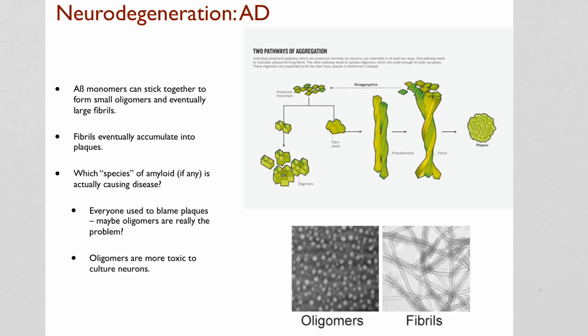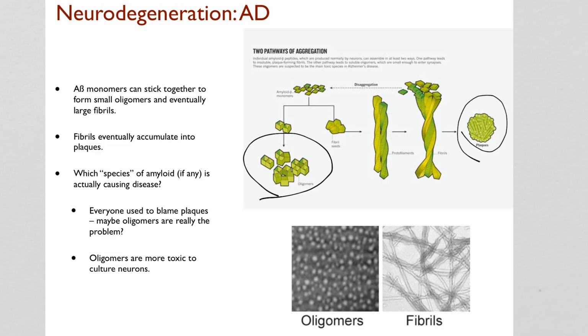One is, where along here is it actually dangerous or toxic? And the answer seems to clearly be this oligomer stage, when you have very, very tiny clusters of 2, 3, 4, up through 15 or 20 peptides together. They seem to be very harmful to cells. They're pretty toxic to neurons in culture when you expose them. Plaques don't really seem to do much.